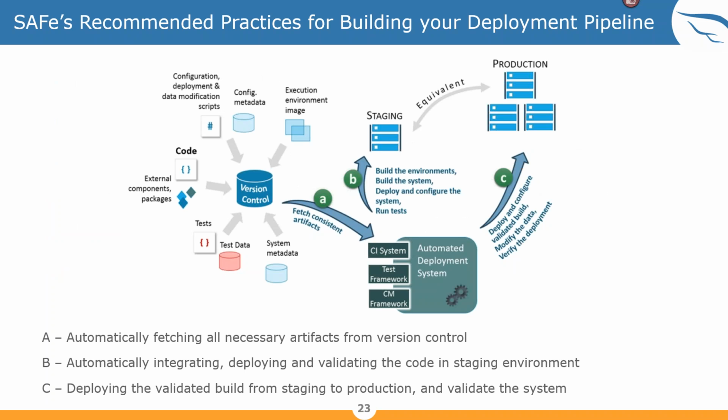That segues into the idea of automating your deployment system. That then says that we need to maintain a staging environment that's kind of equivalent to production. And we'll talk about that a little bit later, what that actually means. And then ultimately deploying the configuration to production, to do that in a way that provides this consistency. So SAFe recommends this kind of view in terms of just how to approach the DevOps practice.